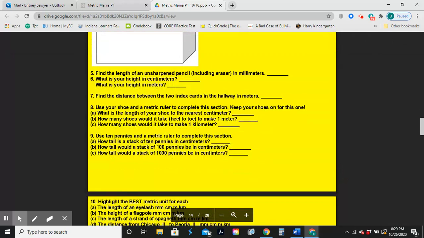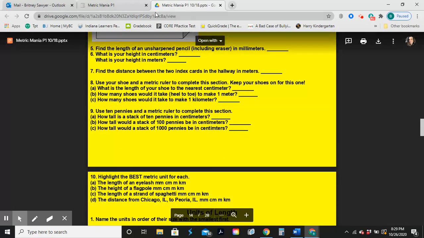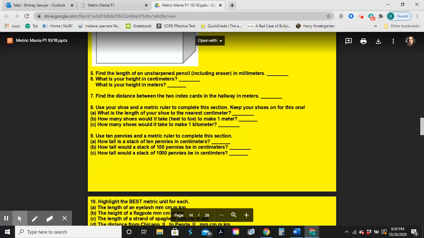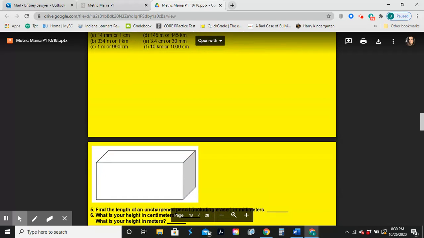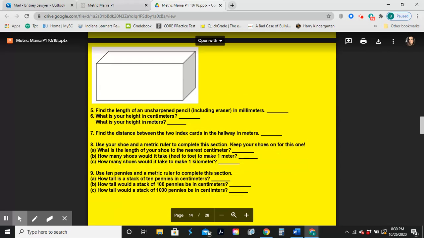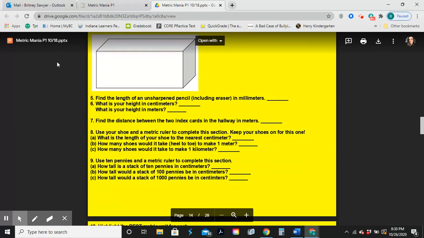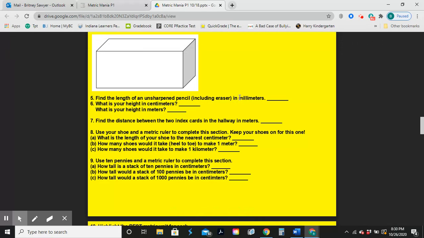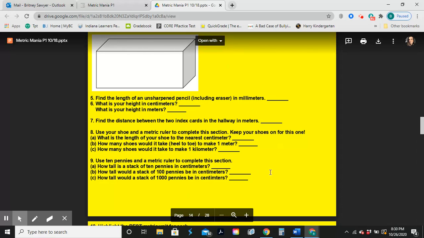Okay? Now this is something that we will be doing in class, okay? So do not worry about this unless you have this stuff at home. Okay, if you have an unsharpened pencil at home, then you can measure it, including the eraser. Then you're going to get your height in centimeters and your height in meters. You're going to find the distance between 2 index cards. And once again, like I said, we can work on this together in class.